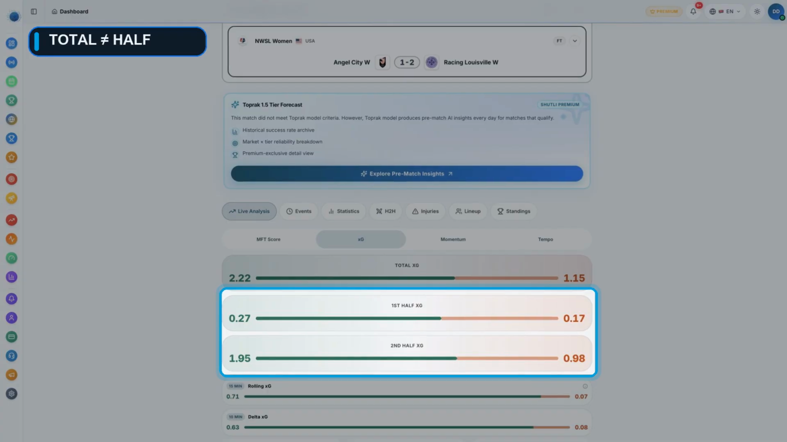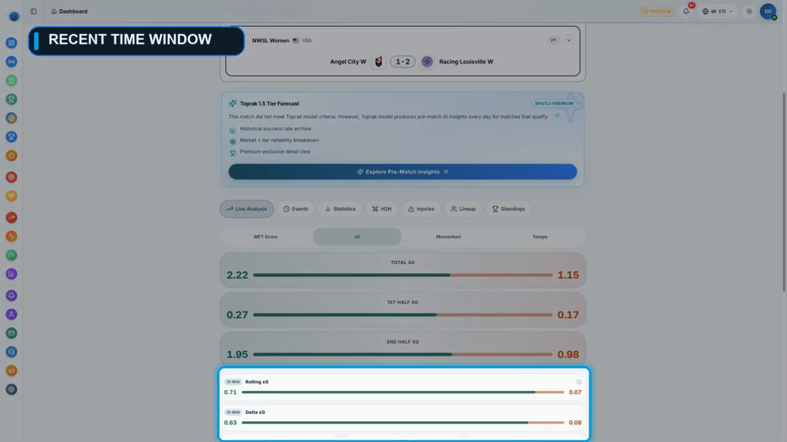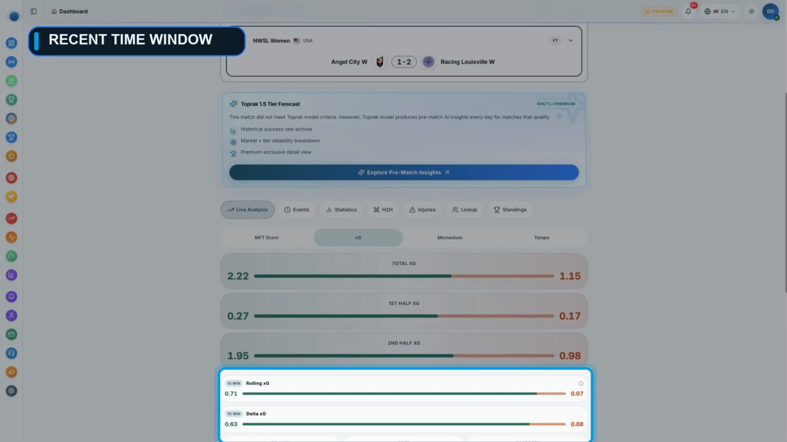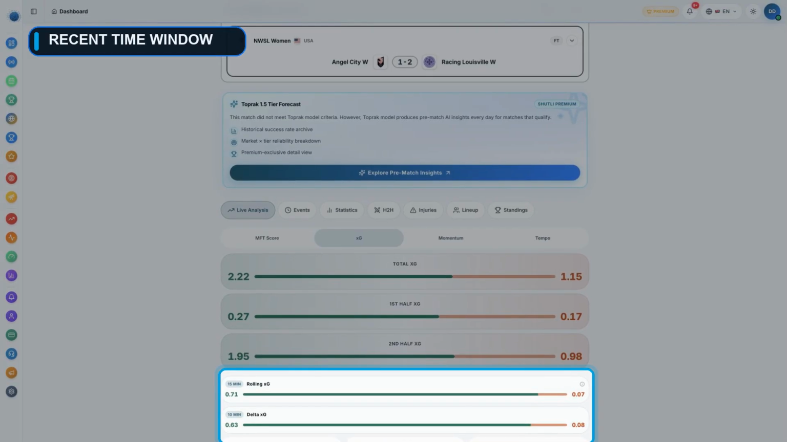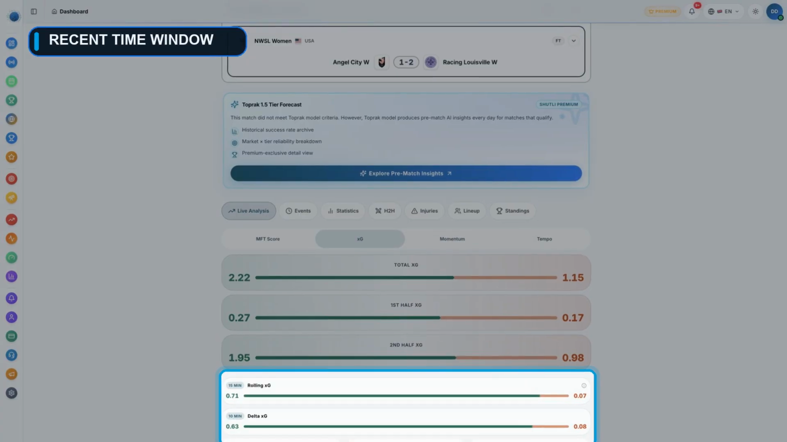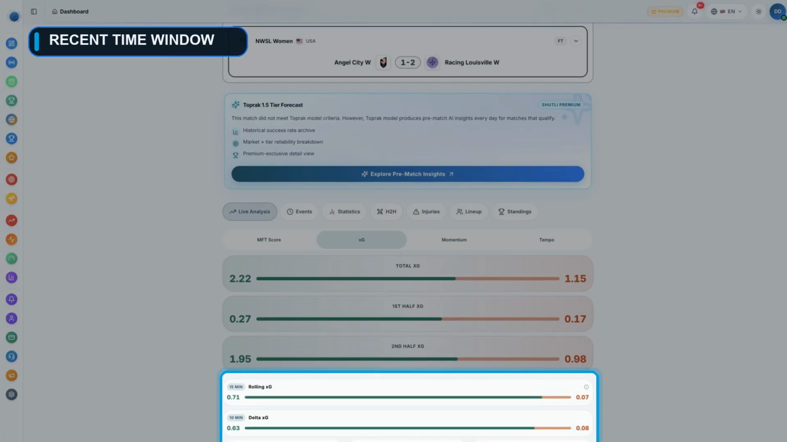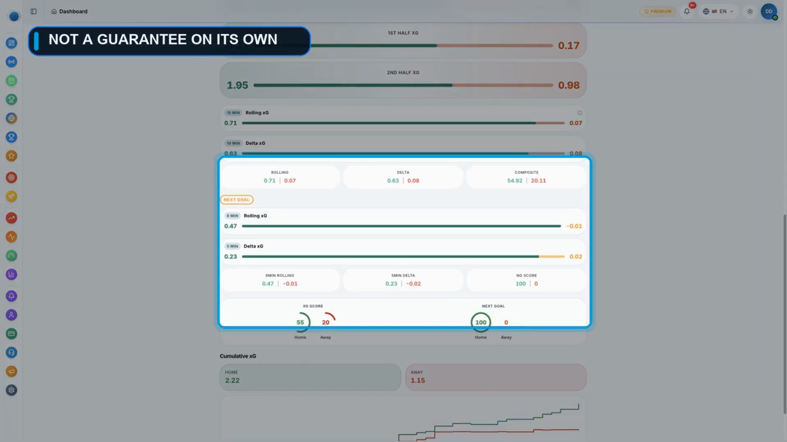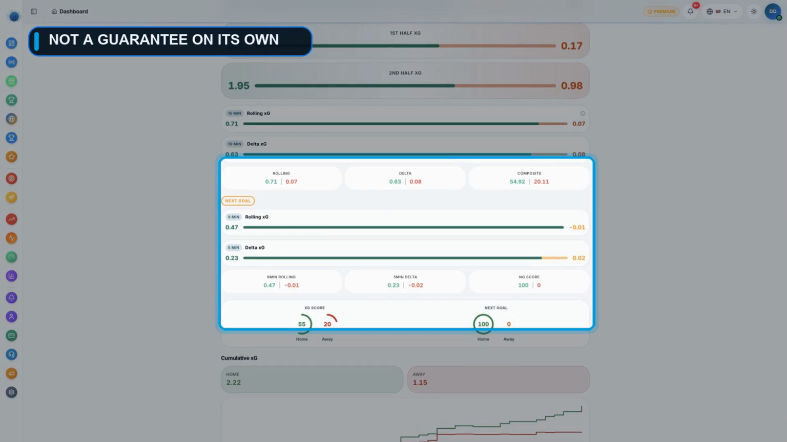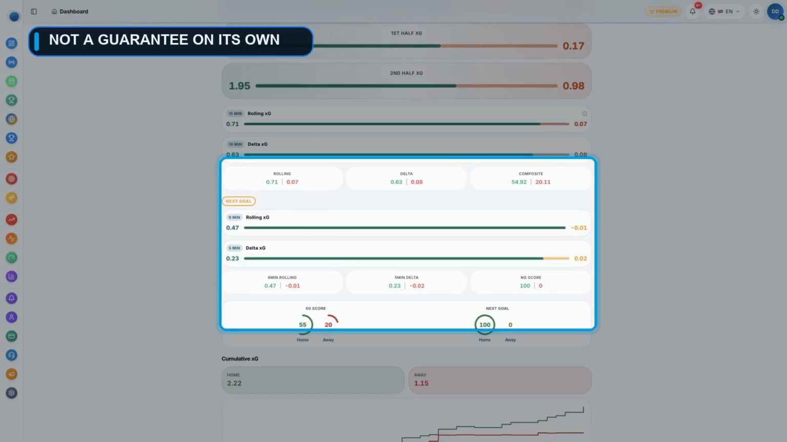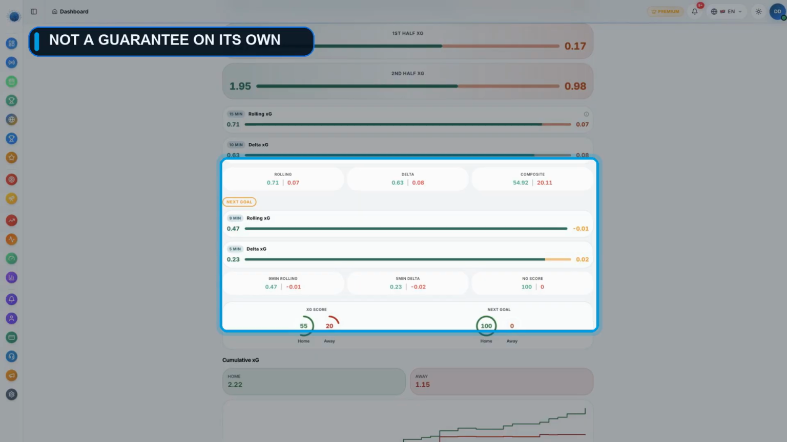Recent windows matter in a live match. The 15-minute rolling XG is 0.71 versus 0.07, while the 10-minute delta XG is 0.63 versus 0.08. They show recent change, not the entire match. The cumulative chart shows chance quality building across the match. The recent window shows movement in the latest phase. The next goal card is a separate live analysis layer. It does not guarantee a goal or tell you with certainty which side will score.